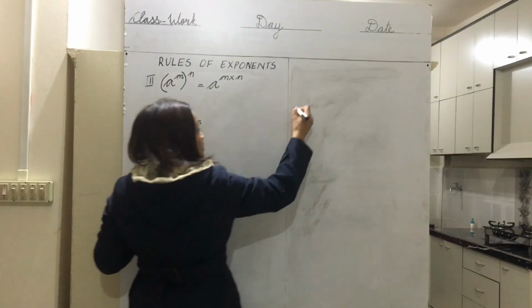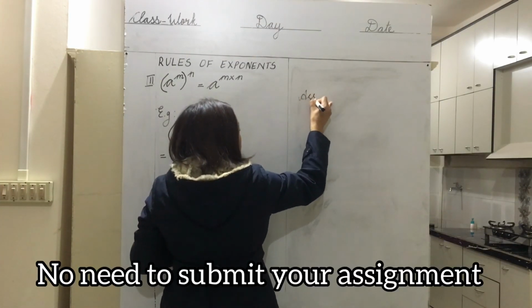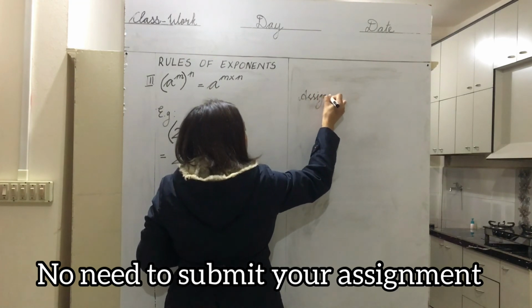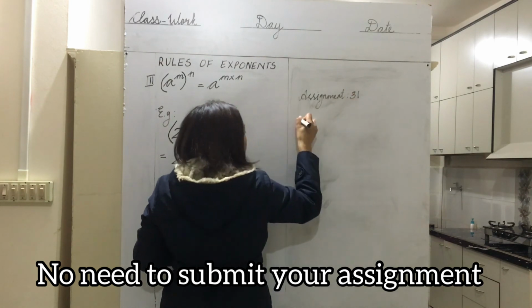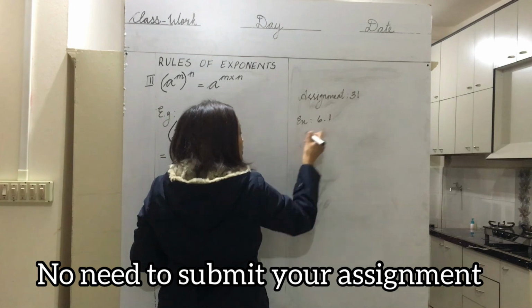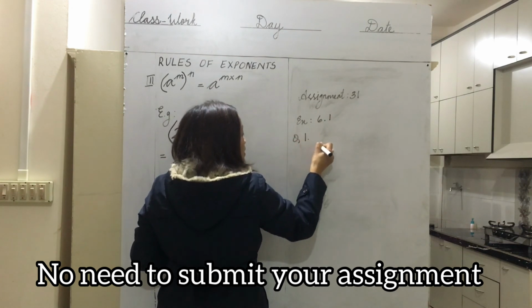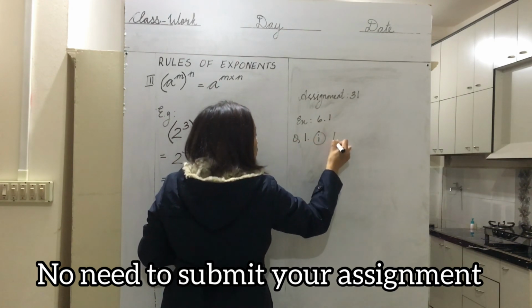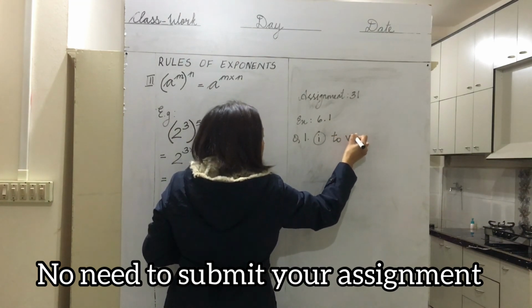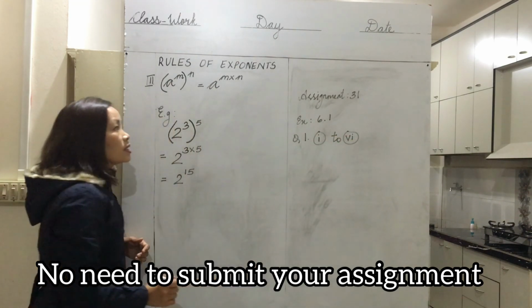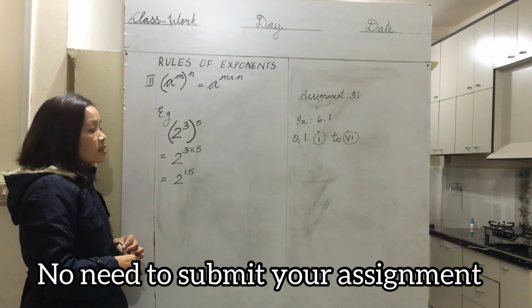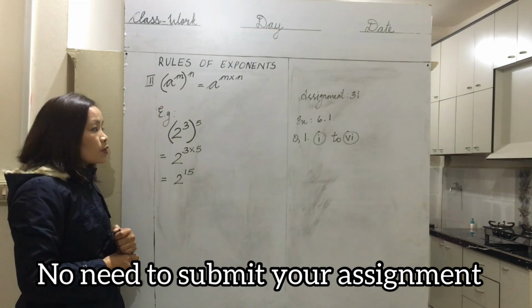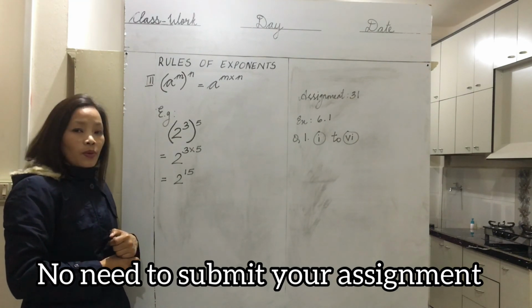This will be your assignment. Your assignment 31 will be from exercise 6.1, question number 1, sub number 1 to sub number 6. Right, I repeat, your assignment number 31 will be, this is from your Galaxy textbook, exercise 6.1, question number 1, sub number 1 to 6.